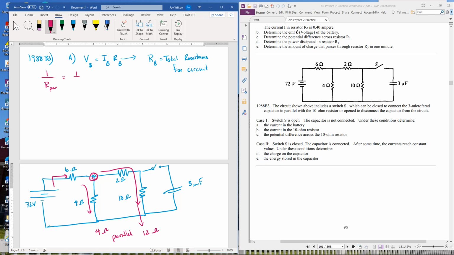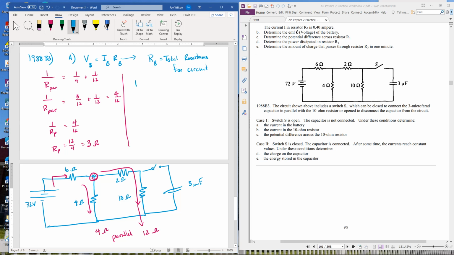is equal to 1 over 4 plus 1 over 12. And yes, AP wants to see all of these steps. So this will be 3/12 plus 1/12 is 4/12. So 1 over R parallel equals 4/12. So R parallel equals 12 over 4, or 3 ohms. Okay? So that's the first piece they're going to want to see in part A.